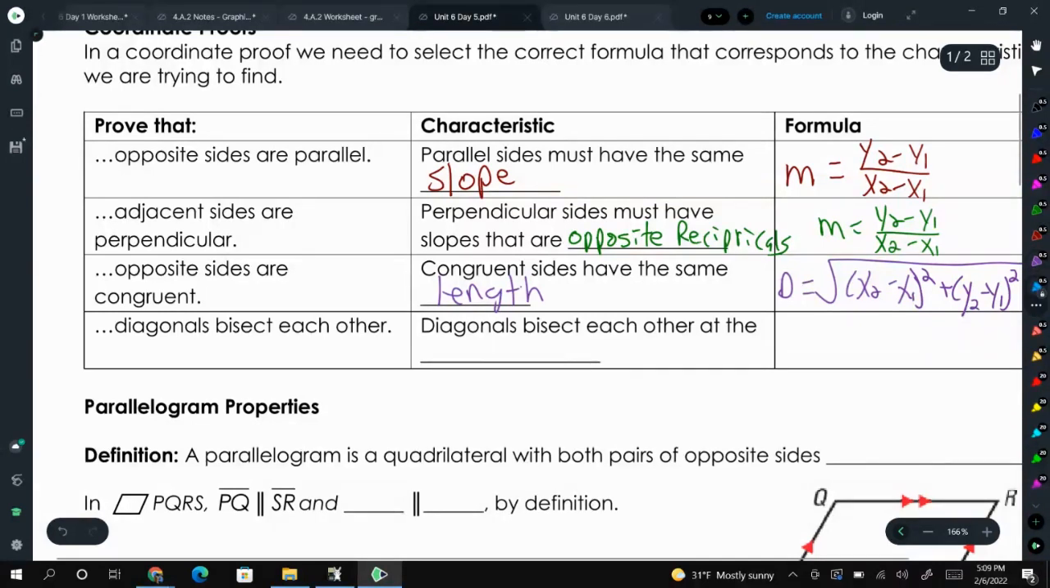And then if the diagonals bisect each other, remember bisect means we cut something in half. So that means they should have the same midpoint. So we would use the midpoint formula: x1 plus x2 over 2, comma, y1 plus y2 over 2.